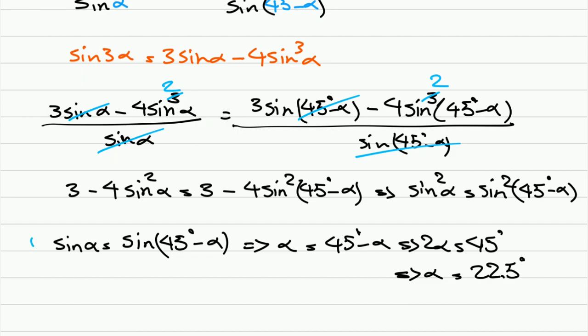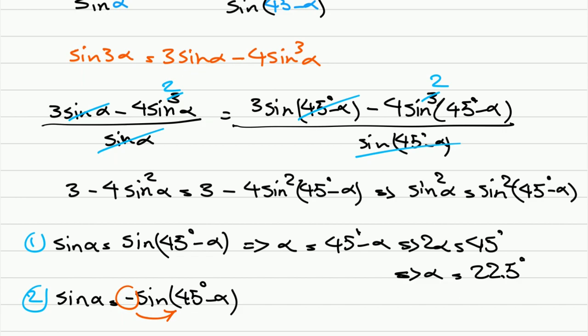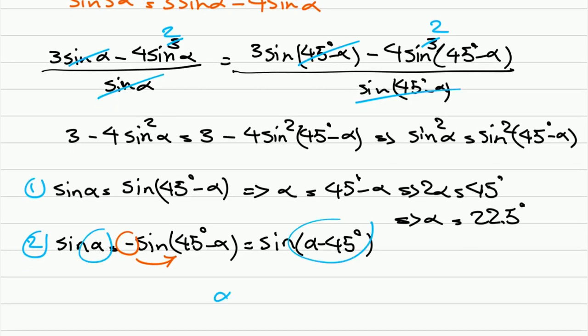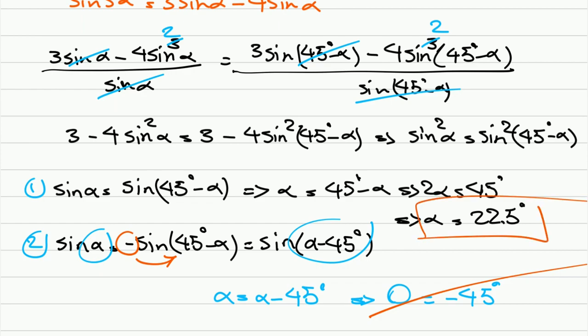So I said the first case. The second case will be this. Sine of alpha is equal to negative sine of 45 degrees minus alpha. We can bring the negative inside. It will be sine of alpha minus 45 degrees. And then alpha is equal to alpha minus 45 degrees. And then we will have this elegant result, 0 is equal to negative 45 degrees. Unfortunately, we cannot accept this one. Sorry about that. So this is the answer.